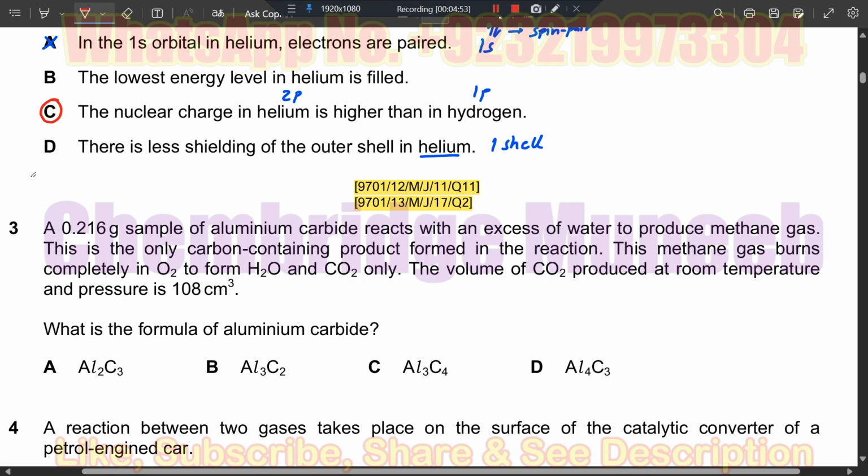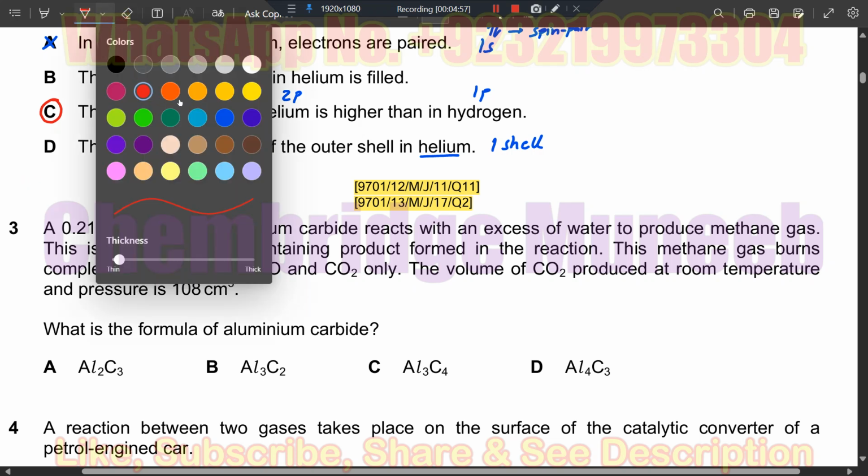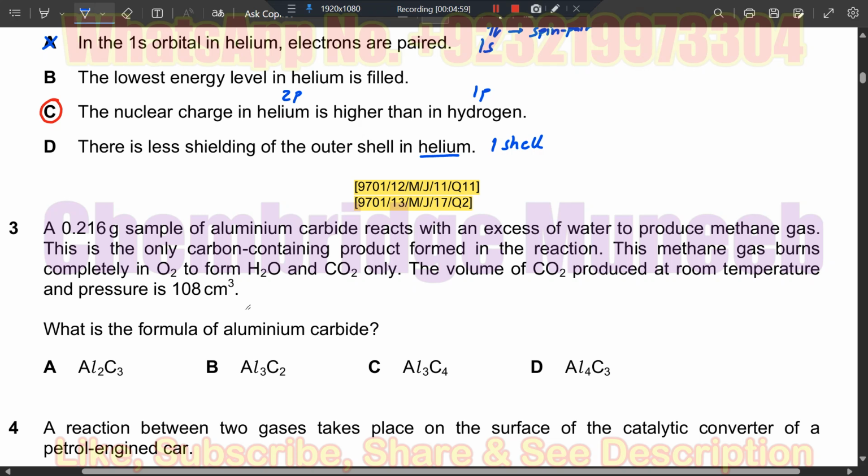So the equation which I can write here is aluminium carbide. We are given options, but I don't know which of these four options is the right one. So I will just write like this: Al x C y. I don't know the number of atoms, so I will write like this. They react with the water, and as a result we get carbon dioxide and water as well.